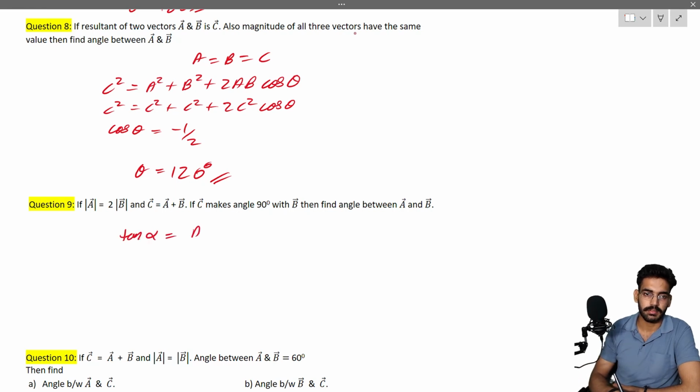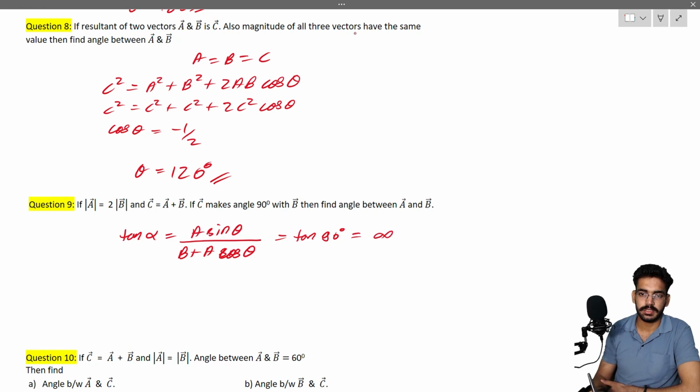So what he is saying is, tan alpha is equal to a sin theta divided by b plus a cos theta, sorry. Okay, that's all. So he is saying tan 90 degree, and tan 90 means infinity. So for getting infinity, b plus a cos theta should be 0, right? So cos theta equals minus b by a. Minus b by a is minus 1 by 2, it will come.